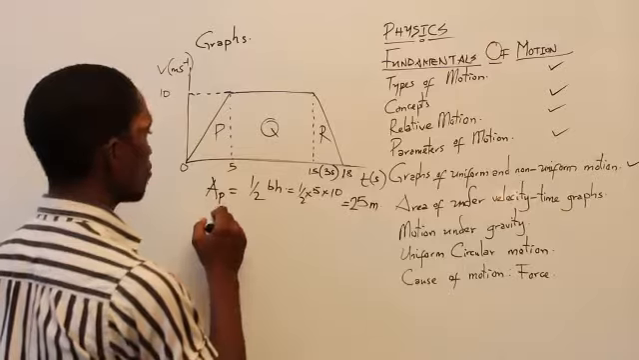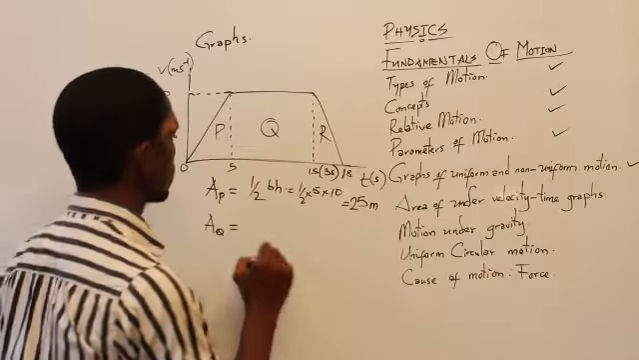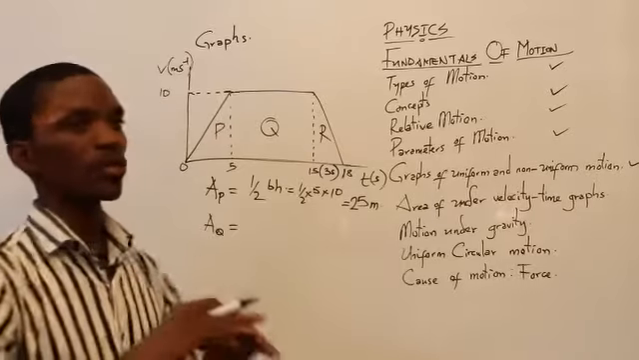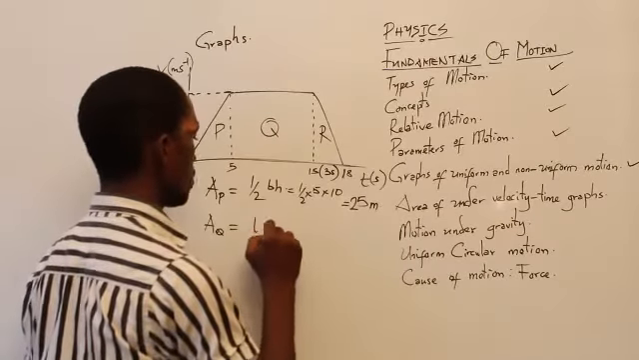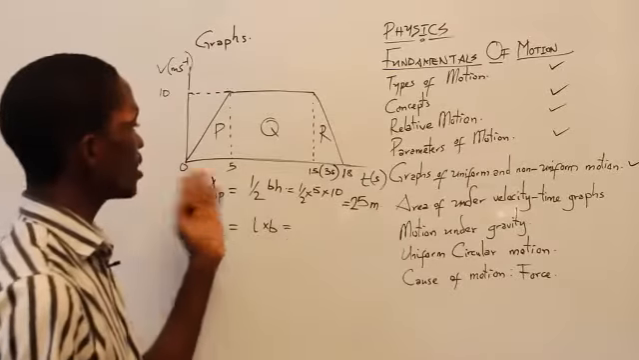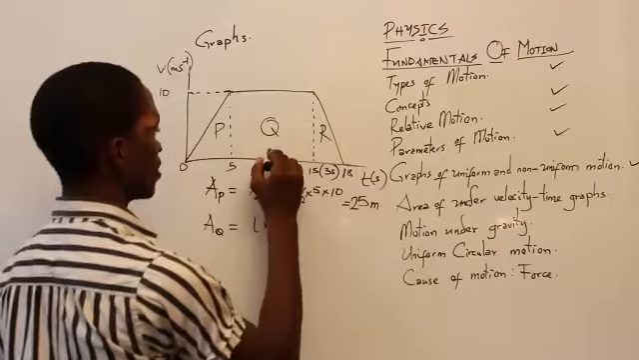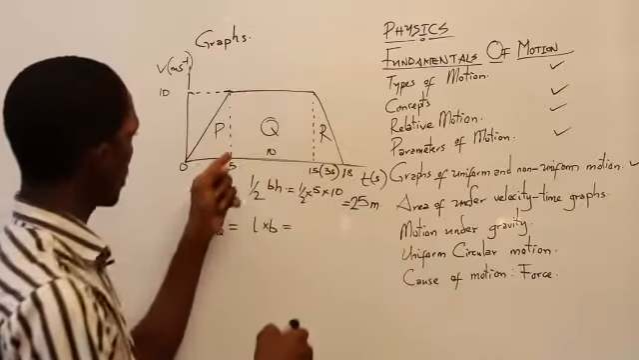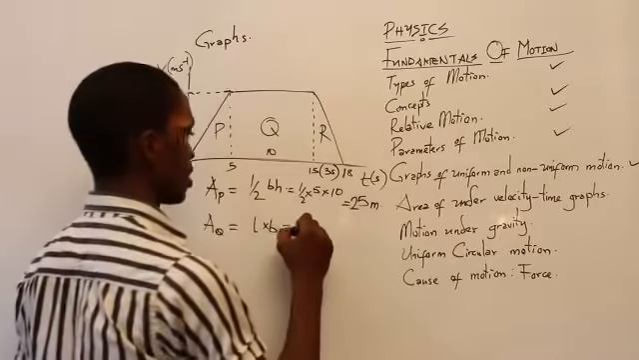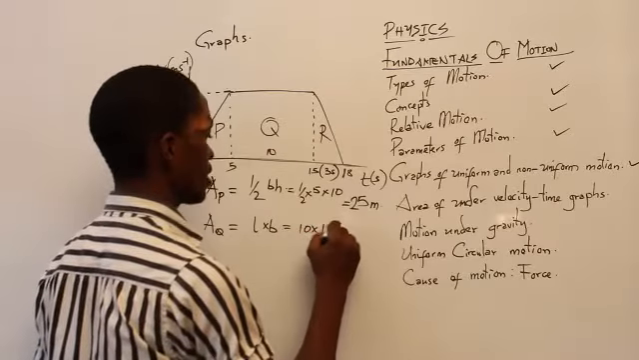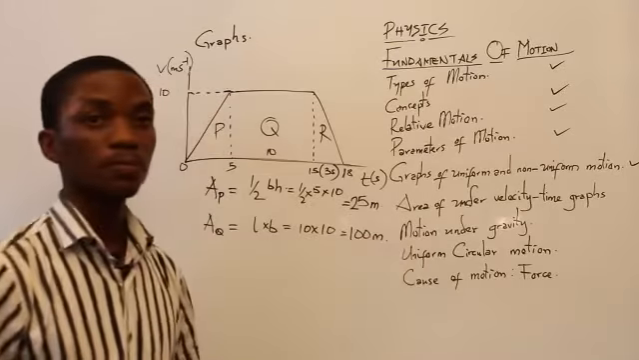And the area for Q, of course, to calculate the area of a rectangle, it is simply length times breadth. So my length here is 15 minus 5, which gives me 10. And my breadth here is 0 minus 10, which also gives me 10. So I have 10 multiplied by 10, which gives me 100 meters.